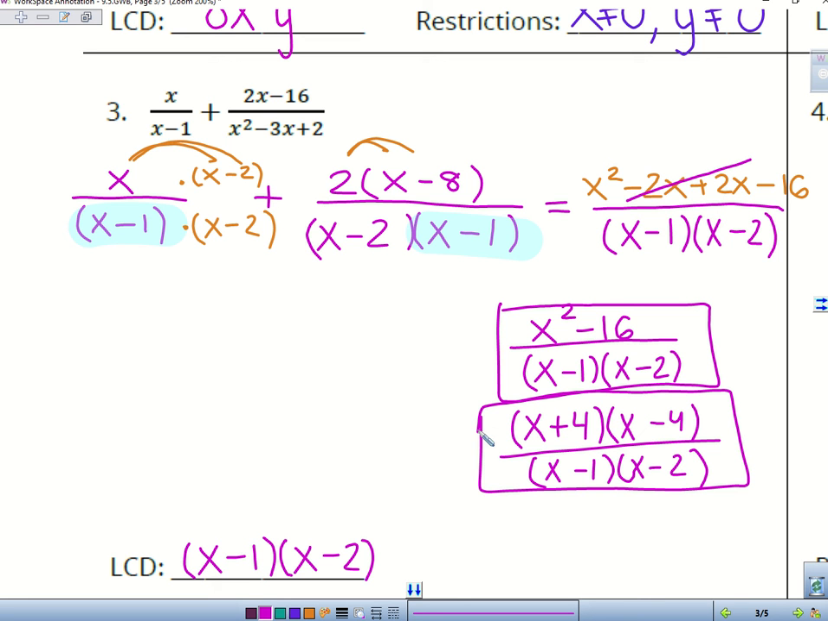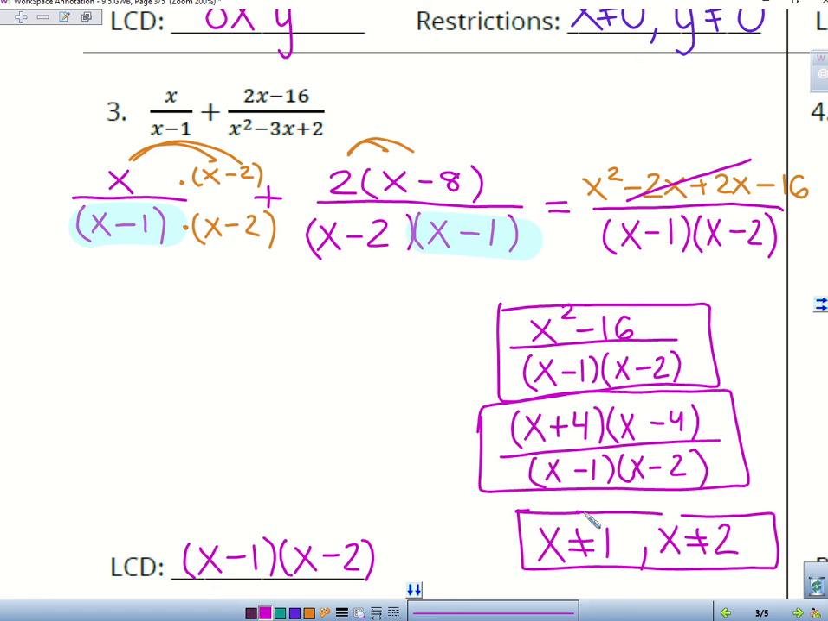Okay. I forgot to do restrictions. So what are my restrictions here? X plus 1 and X plus 2. Forgot to put a line for that on that one. Does anyone need more time on that? Okay, go ahead. Take your time.